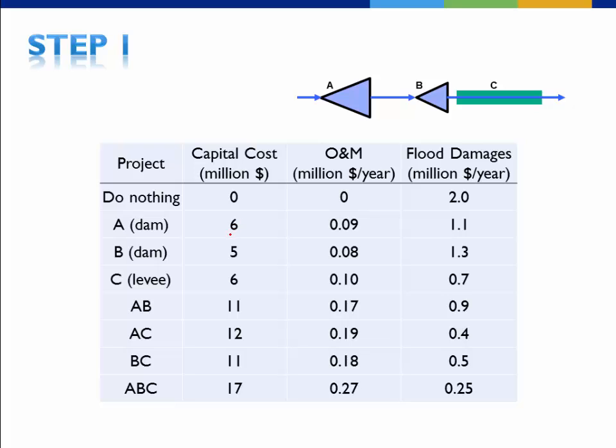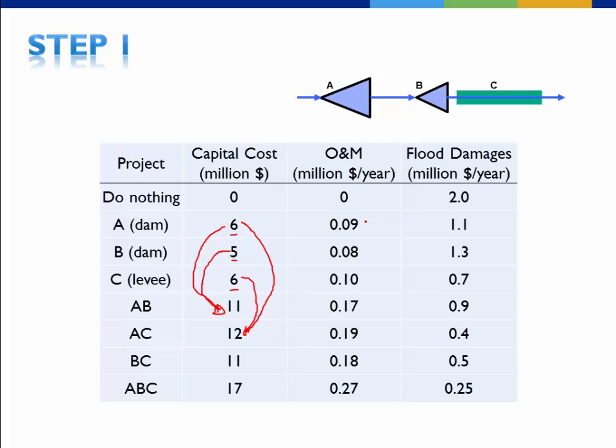Well, for dam A it is 6 million, B is 5, C is 6 million. For building A and B, so basically I'm adding 6 plus 5, and these are 11 million. For A and C, I'm adding 6 plus 6, and that's what I'm having, 12. Similarly, B and C, it will be 5 plus 6, so it will be 11, and A, B, and C, it will be 6 plus 5 plus 6, which is 17.